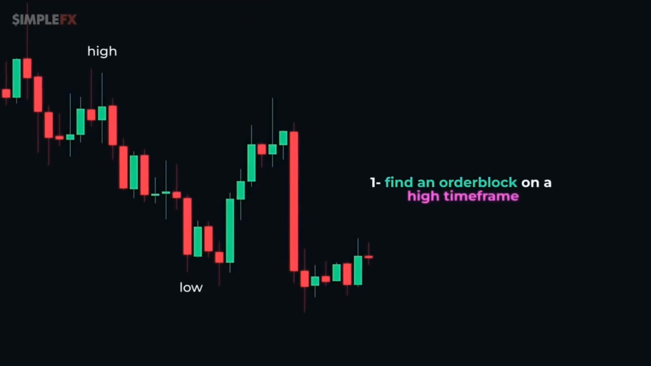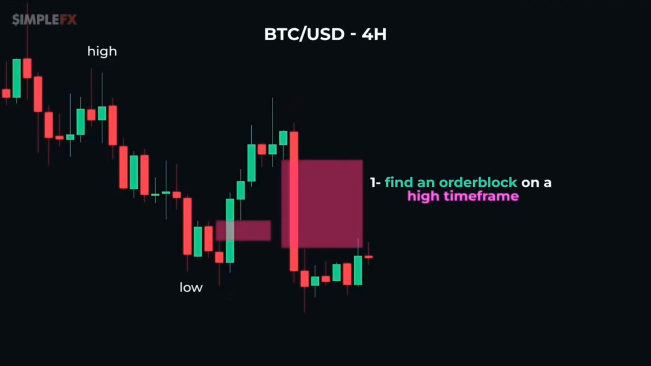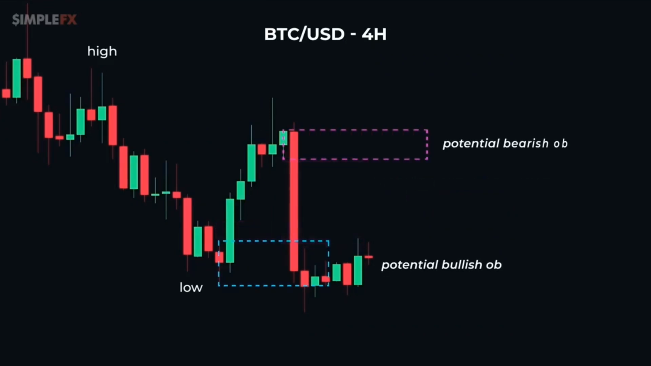In this example, we're using the Bitcoin USD 4-hour chart. At a glance, we can see 2 significant price movements. The first one is moving upward here, and the second is moving downward here. Both of them also have inefficiencies. So, we have 2 possible order blocks, a bullish one and a bearish one.